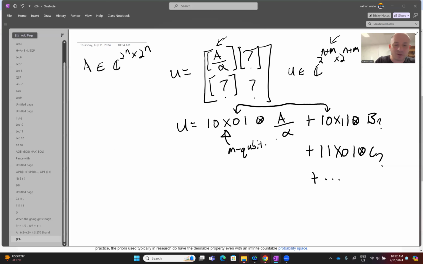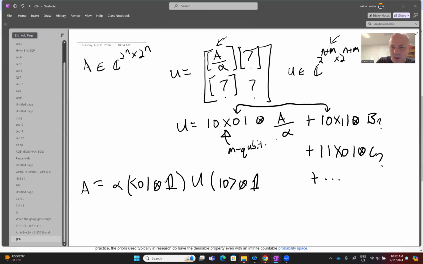And what we do in particular is we introduce the notation where A is then equal to alpha times ⟨0| tensor identity, times U, times |0⟩ tensor identity. So one thing I wanted to raise, and this has actually caused, in fact, myself even recently, a little bit of confusion, is what exactly does this mean over here? Now, we're used to tensor products being used to define tensor products of Hilbert spaces, tensor products of operators acting on those spaces, as well as vectors. But how do we think about a mixed tensor product between a vector and an operator?